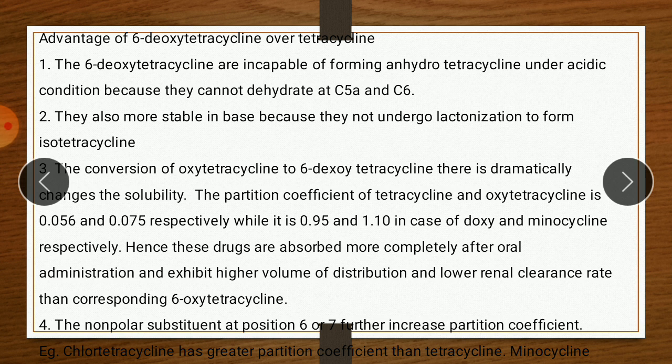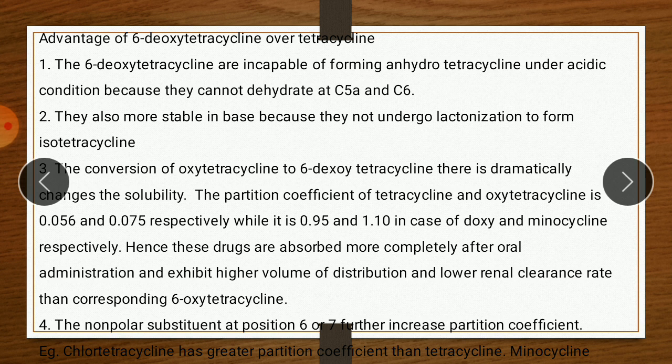But in case of 6-deoxytetracycline, in which there is no hydroxyl group on the 6th position, the hydroxyl group is absent, so automatically lipophilicity increases and hydrophilicity decreases. As we know, a hydroxyl group is a polar group. So when the compound does not contain a hydroxyl group, it is more lipophilic and therefore it has a higher partition coefficient, like 0.95 and 1.10 in case of 6-deoxytetracyclines. So in short, 6-deoxytetracycline has a higher partition coefficient as compared to oxytetracycline.